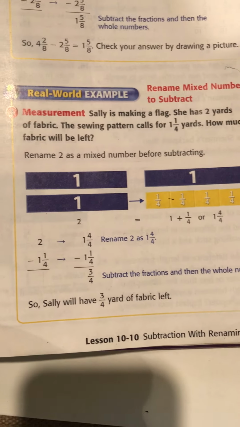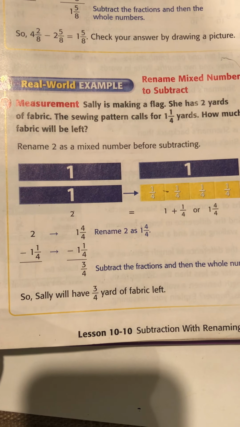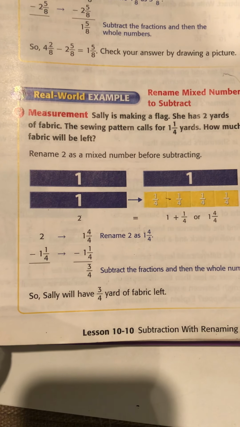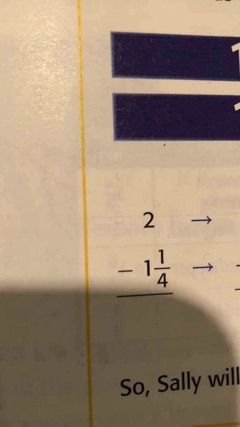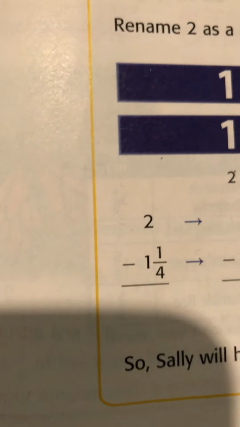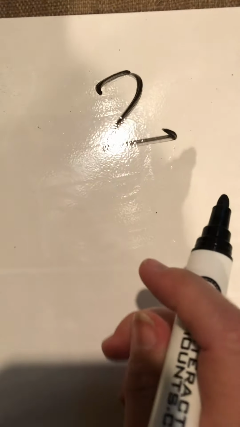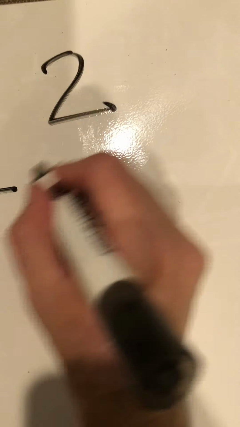Sally's making a flag. She has 2 yards of fabric, and the sewing pattern calls for 1 1/4. How much will be left? Now, the tricky part of that one is 2 minus 1 1/4. There are no fractions. So let's take a look at that. Glad they showed an example of that, because that one is definitely different.